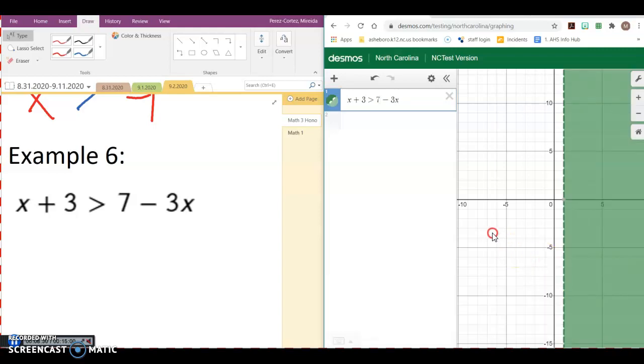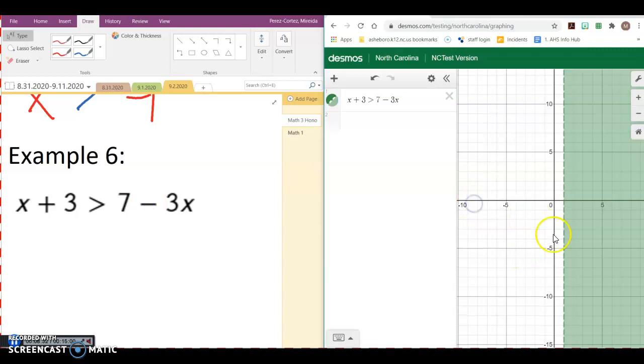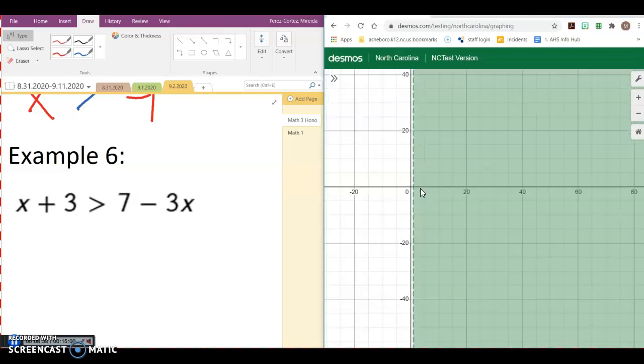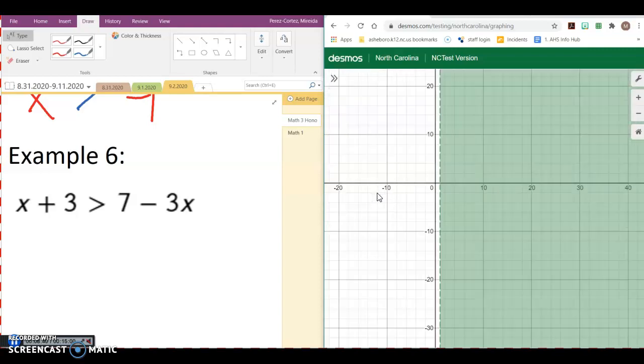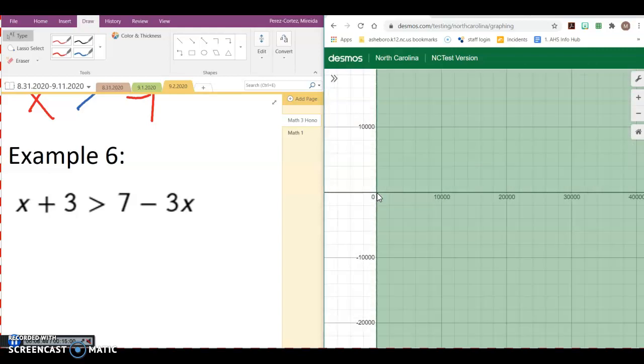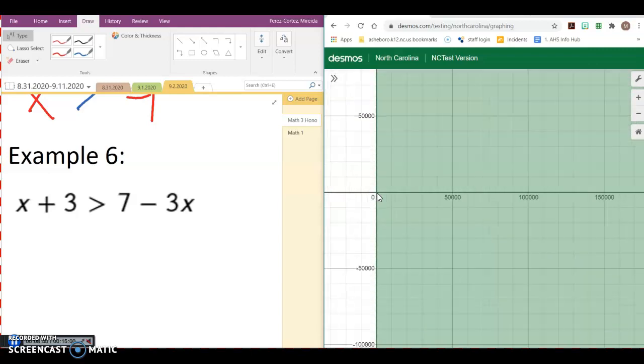All right, this one's a little different. I wanted to show you this example. So let me see if I can move it over. This one has one solution. Notice that if I keep zooming out, it's shaded to the right.